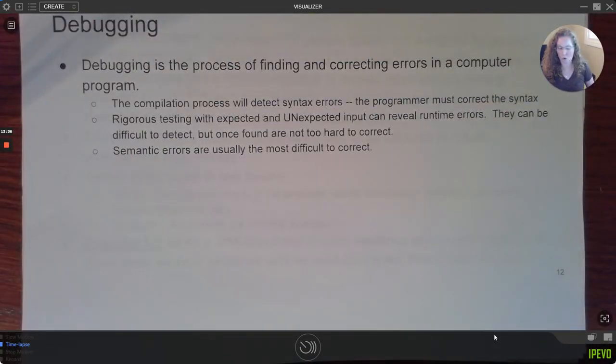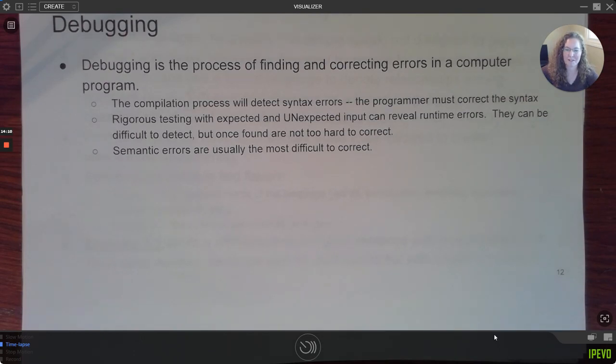When you do debugging, that's the process of finding and correcting errors in a computer program. As we mentioned, the compilation process will detect the syntax errors, and those are usually the easiest kind to fix, because there's a little caret pointing to where the error was, and you just have to say, oh, I forgot this, or that's not an operator in Python. The compiler finds them for you, and you just fix them.